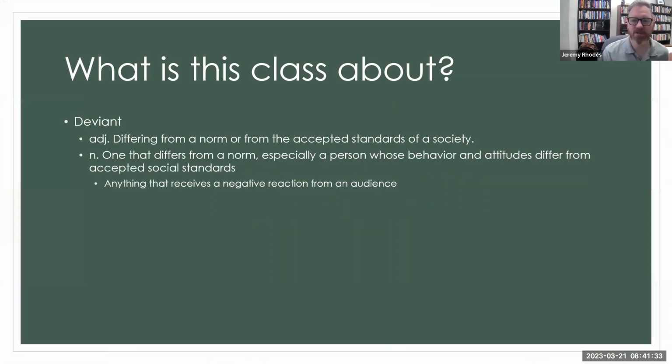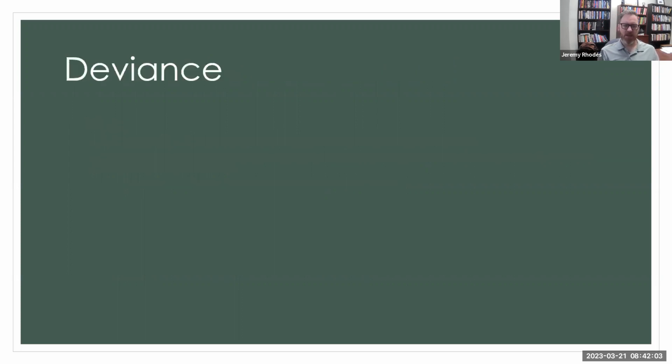All right. So first off, we need to have a basic definition of deviance. That's one of the things we'll be talking about throughout the class. We'll be coming back to this. We're going to define deviant as differing from a norm, from the accepted normative standards of society, or a person who differs from a norm. Deviant can be seen as an adjective or as a noun, especially a person whose behavior and attitudes differ from accepted social standards. Sometimes we might define deviant as anything that receives a negative reaction from an audience.